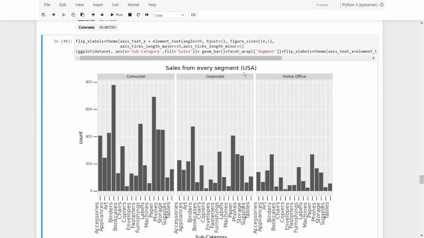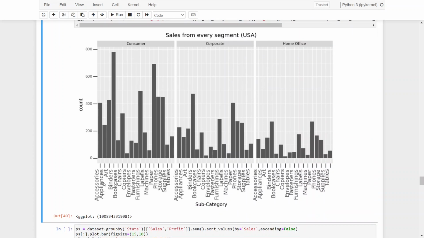It is the sales from every segment of the USA. You can see the consumer, corporate and home office. You can see what are the products which most buy in the consumers. The products most buy in the consumers is binders, followed by the phones. Like the same, in corporate also the most buy the products is binders, followed by the cell phones. In the home office also the same thing.